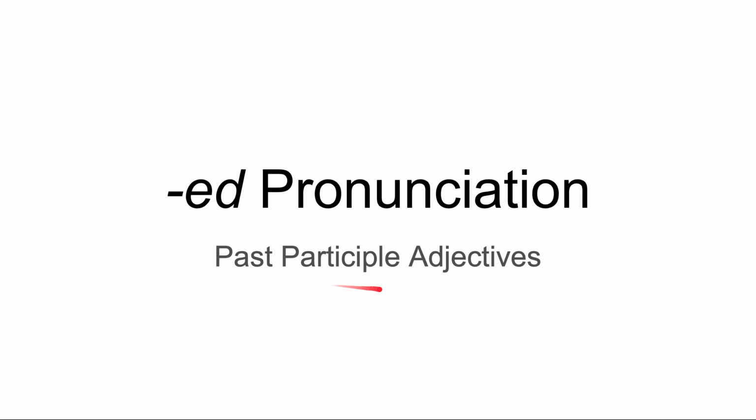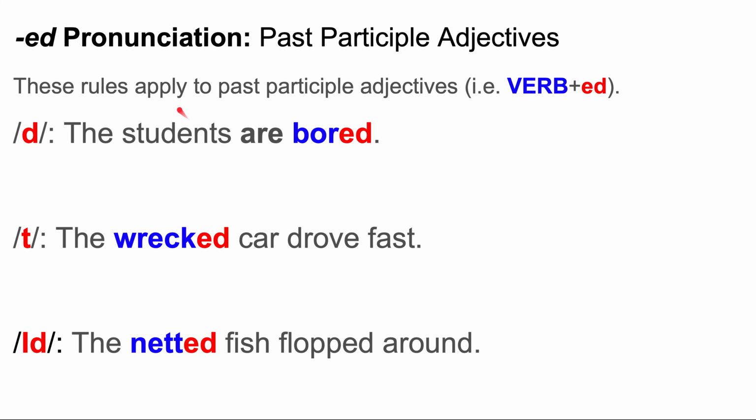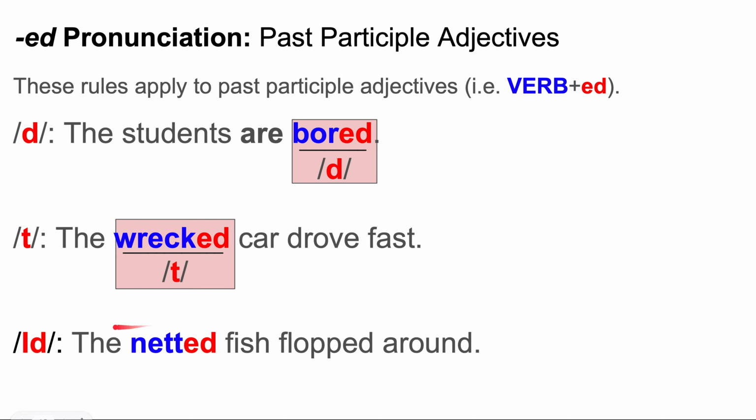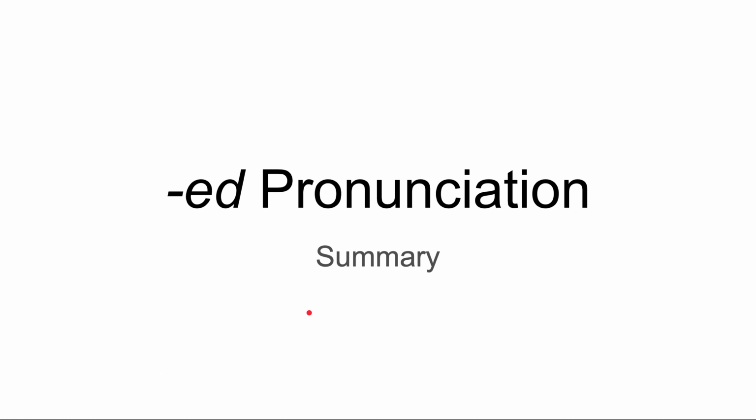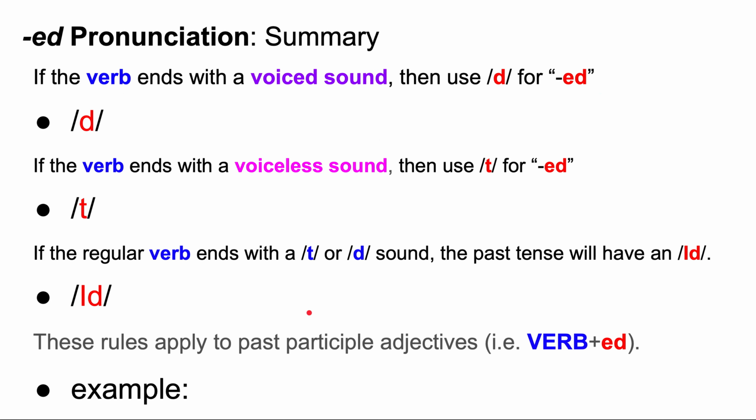Let's look at past participle adjectives. The rules for ed, the pronunciation for ed, also apply for past participle adjectives. For example, the students are bored. D. The wrecked car drove fast. Wrecked, t. And id. The netted fish flopped around. Id.